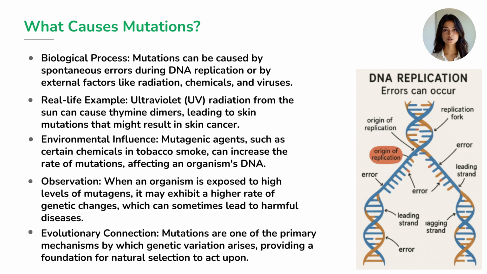Well, mutations can arise spontaneously during DNA replication, which is a natural part of cell division. It's like making a copy of a document. Sometimes, tiny mistakes are made. But there are also external mutagens that can cause mutations, such as radiation from the sun, harmful chemicals in tobacco smoke, or even viruses. For example, ultraviolet (UV) radiation from sunlight can cause mutations in the DNA of skin cells, which can sometimes lead to skin cancer. This is why it's important to protect your skin from excessive sun exposure.